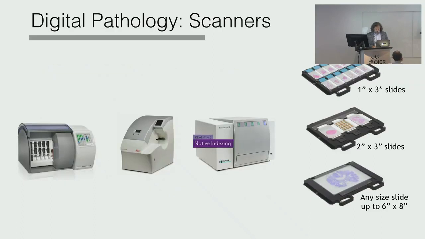So of course, for digital pathology, you have to go and buy some scanners. There are several manufacturers on the market that sell different types of scanners. And there are types of trays and cassettes and glass slides that you can put. So you can go up from 1 by 3 inches, which is standard, up to 6 by 8 inches for brain sections. Basically, everything is possible. You can digitize any type of specimen.